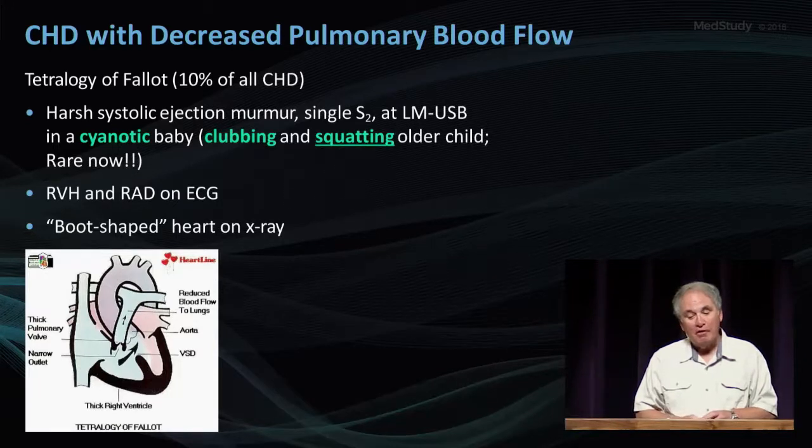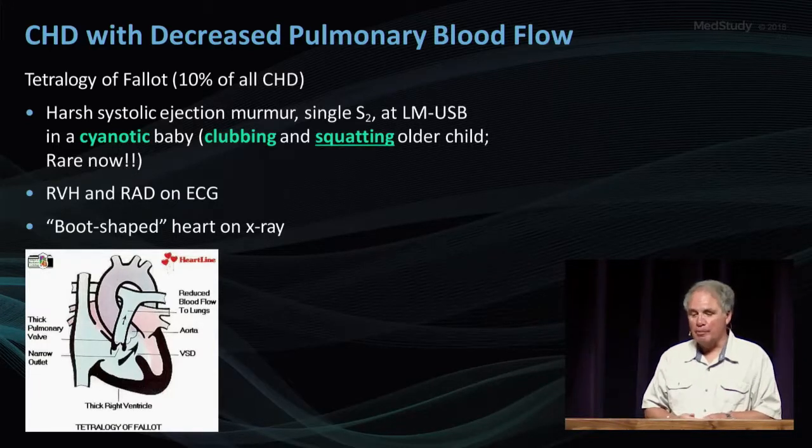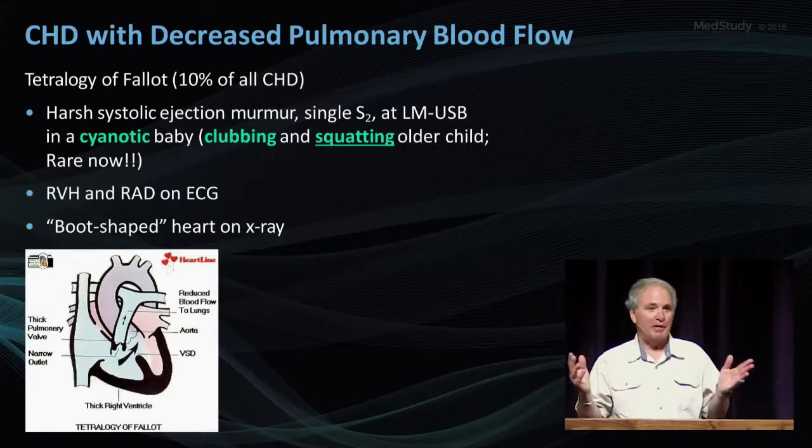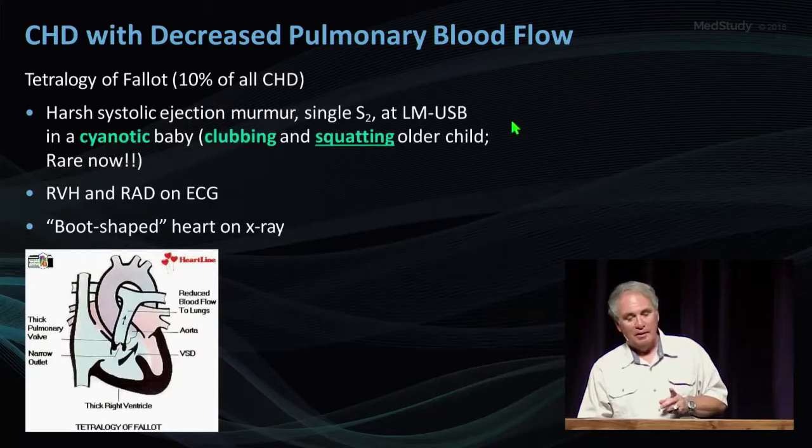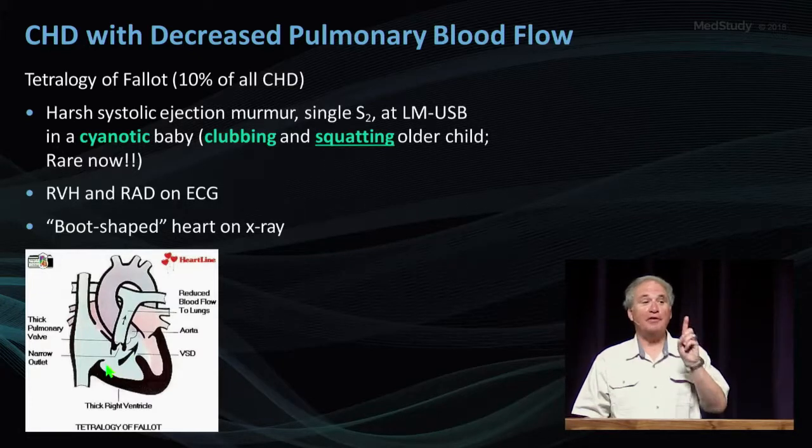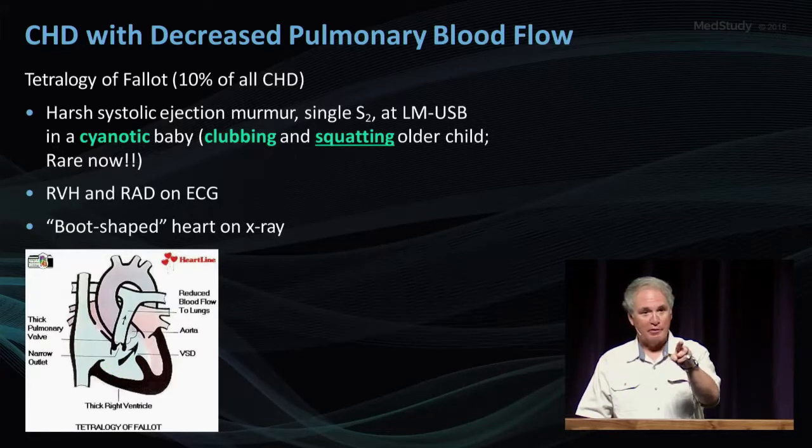Continuing our discussion of congenital heart disease with decreased pulmonary blood flow, have to mention tetralogy of Fallot. It's common, 10% of all congenital heart disease, and it consists of, in the diagram here, I don't think that the diagram in your syllabus is correct, so pay attention to the diagram up on the screen.